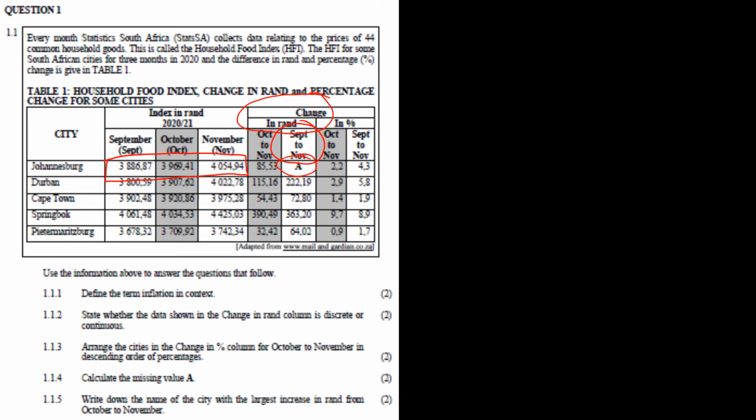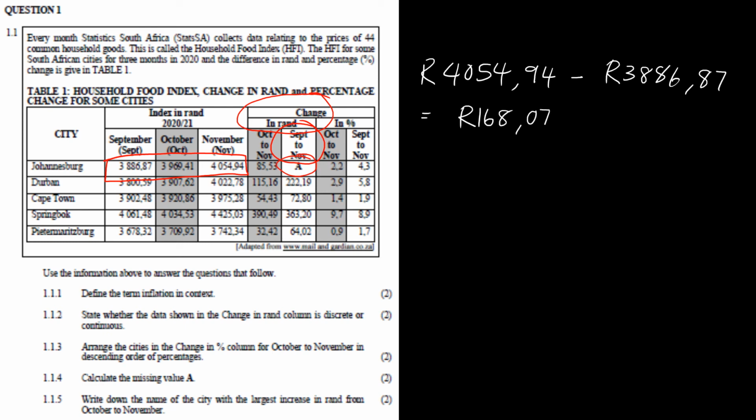So all we need to do in order for us to determine the change is work out the difference. So we take the November amount, which is 4054,94, subtract 3,886,87, and the difference there would be R168,07.